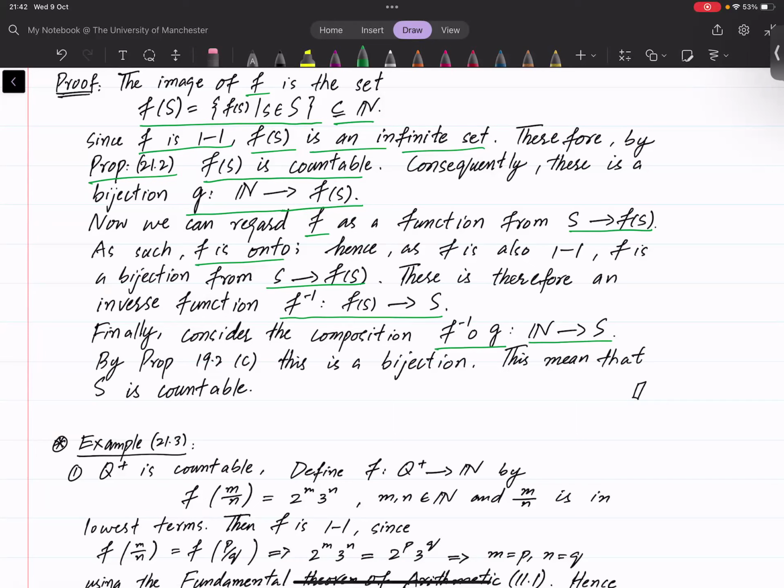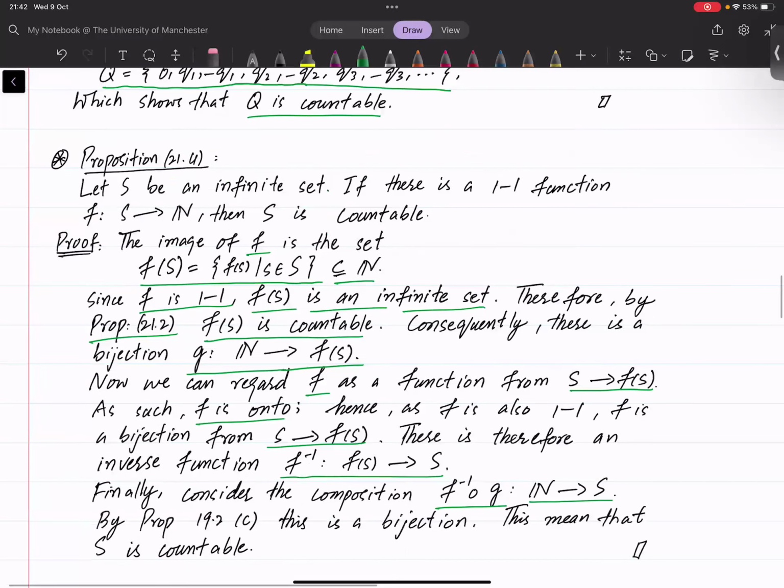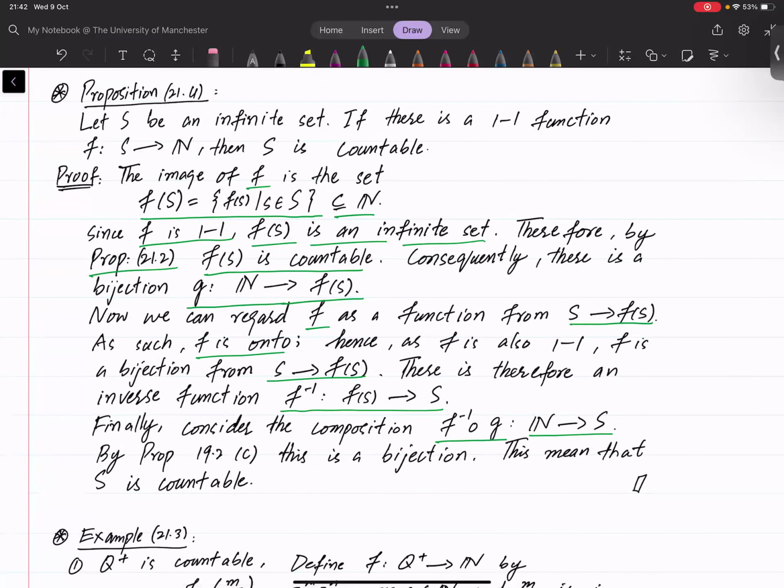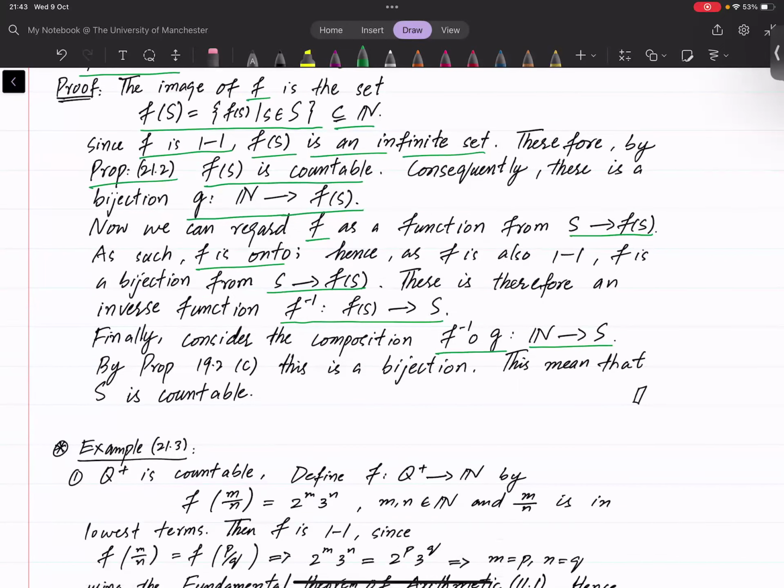which will give you a function from N to S. And by proposition 19.c, composition is a bijection. This means that S is countable. So you have taken a set which is infinite, and you just said that there is a one-to-one function from S to N, and then S is countable. Okay, perfect. So S is countable.